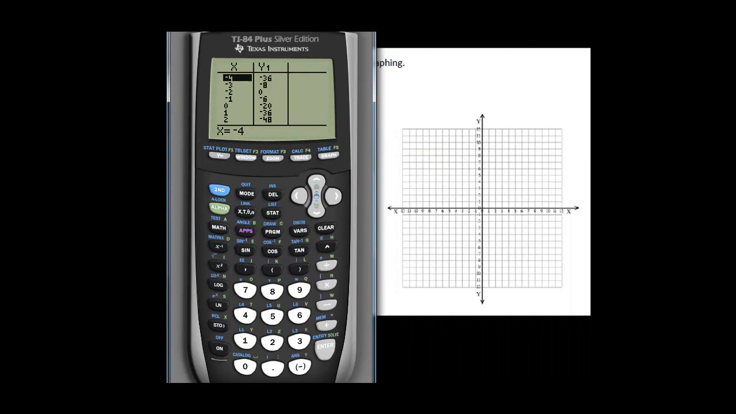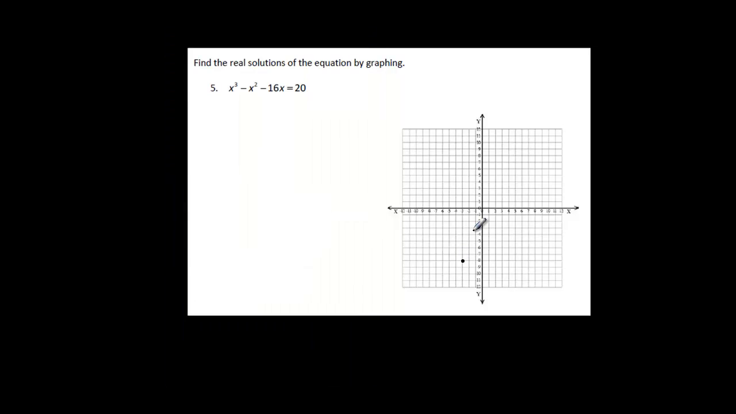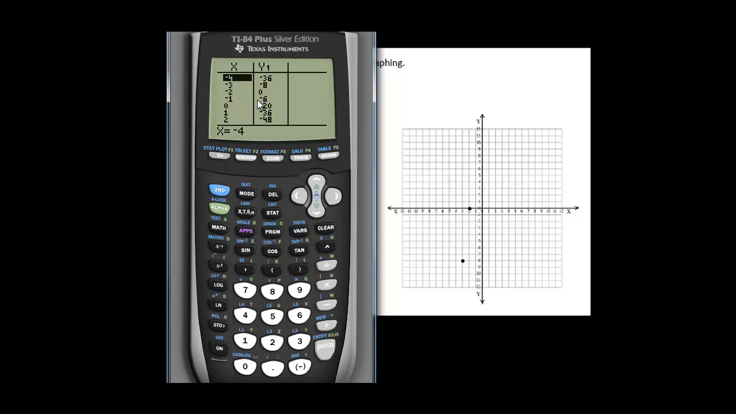And let's plot some points, the ones that we can plot. So negative 3, negative 8. Let's plot that. And then negative 2, 0 is another point. Negative 1, negative 6. Let's see. 5, 0 is another one.